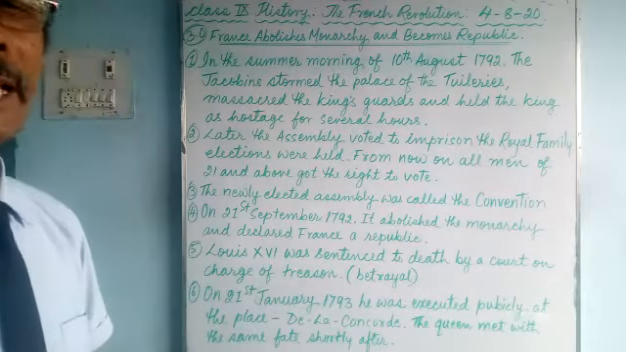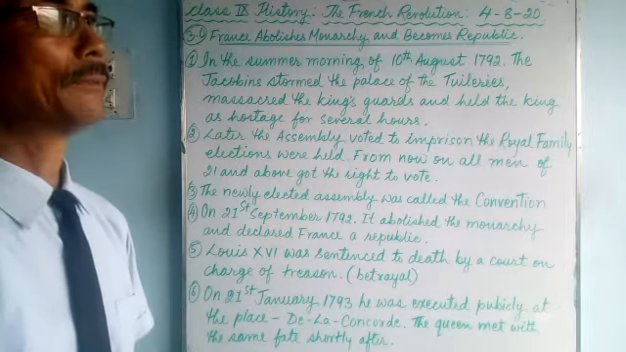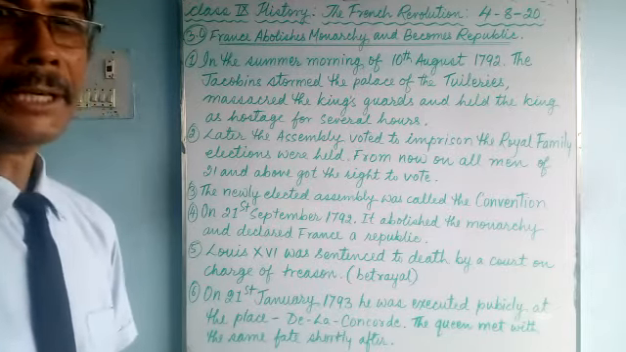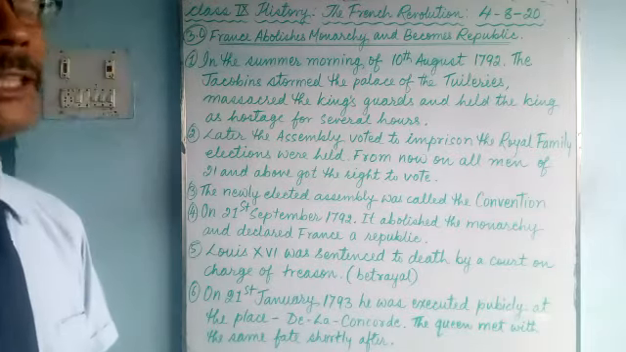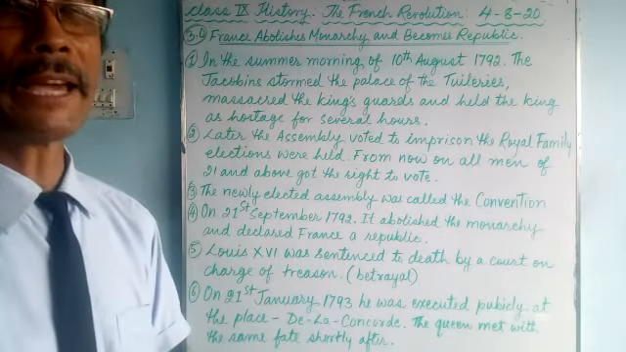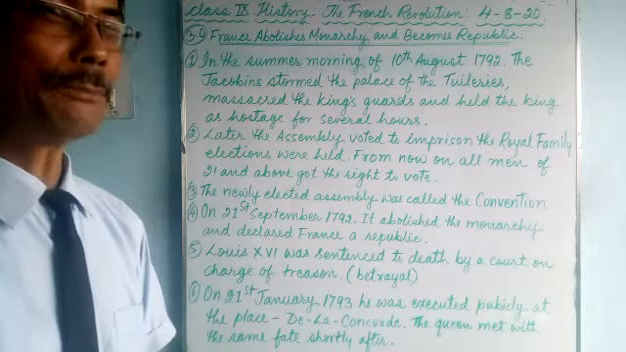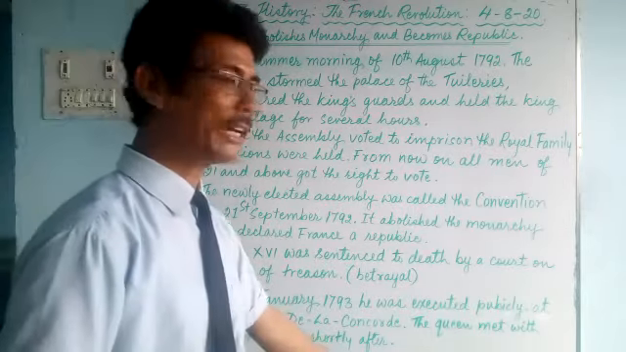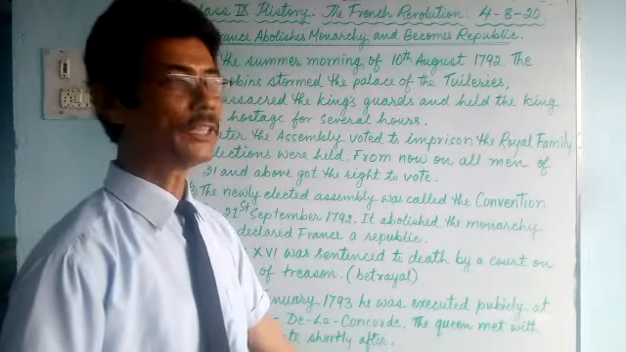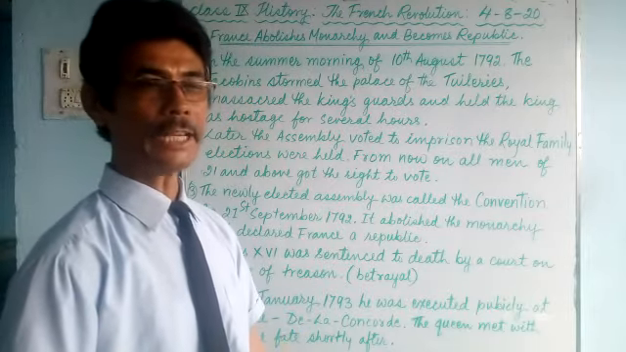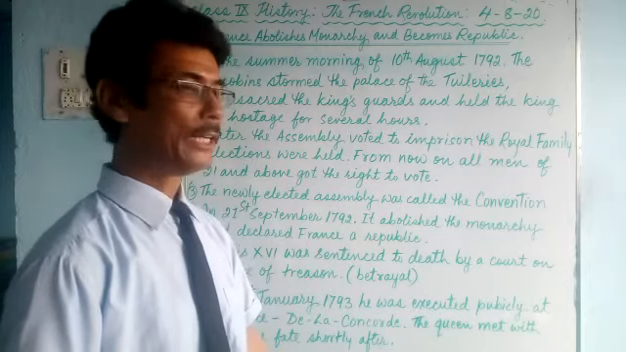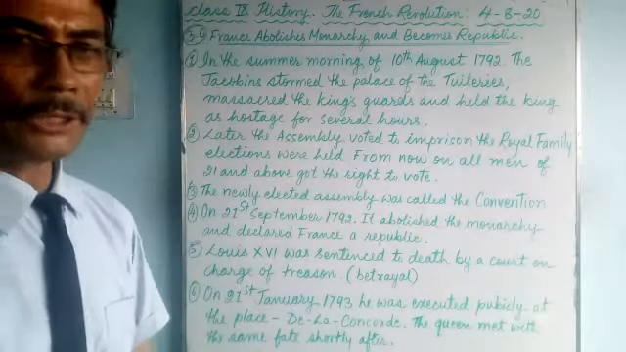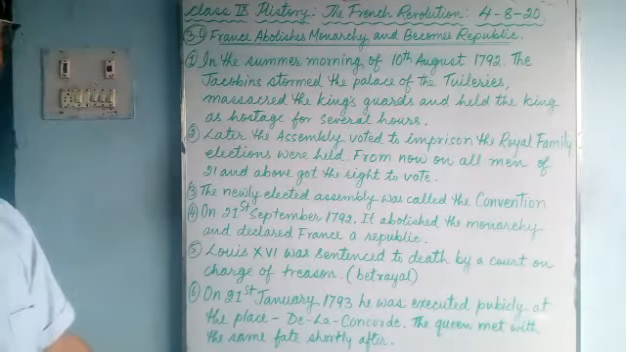Now the Jacobins became a very important political group. The leader of the Jacobins, Robespierre, will be the leader and will rule the country. Now we'll talk about the Reign of Terror, to be continued in our next class.